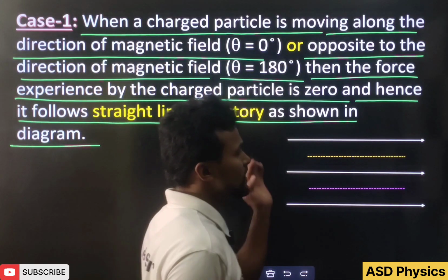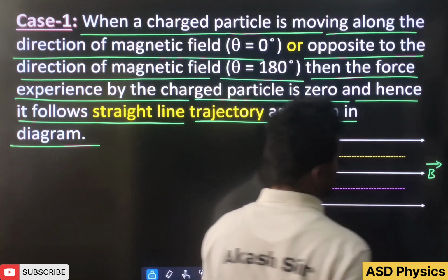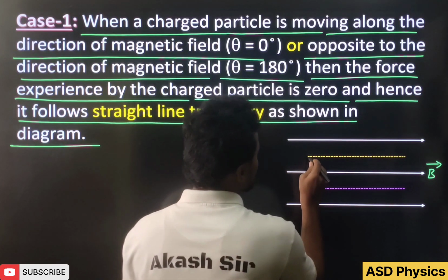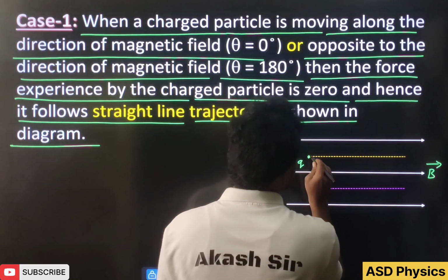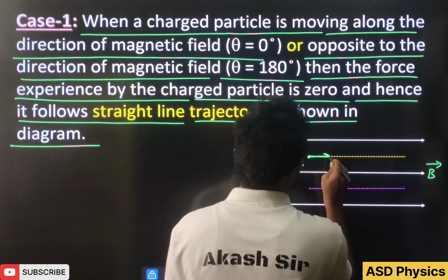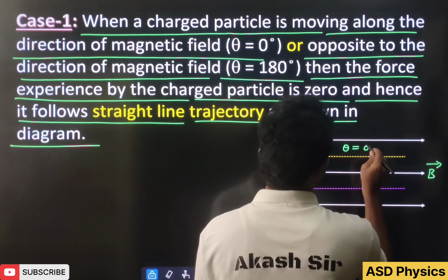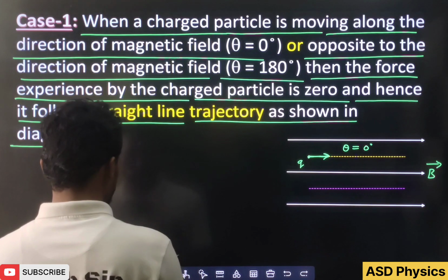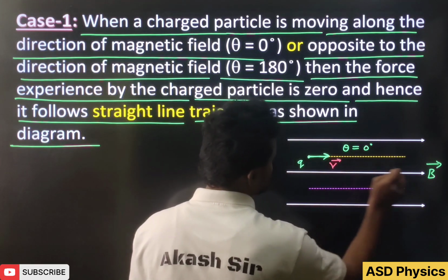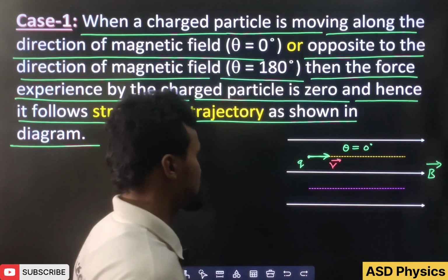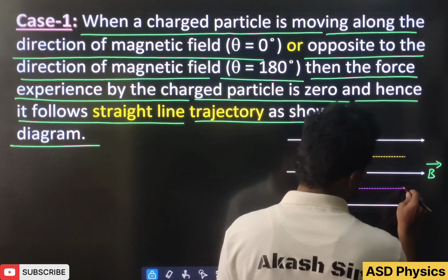Here I have taken the magnetic field by the white color arrows in this direction. Now let's take one charged particle, by default a positive charge particle, and this positive charge particle is moving along the direction of the magnetic field. In this situation, theta is equal to 0 degree, because the velocity and magnetic field are in the same direction.